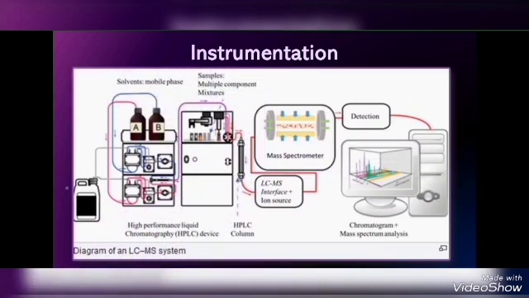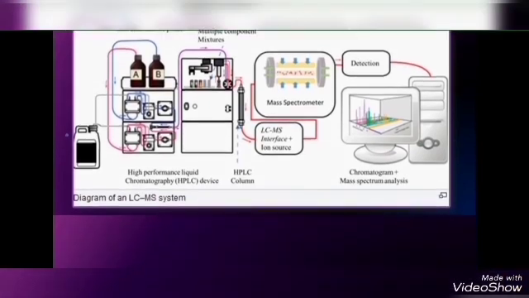Instrumentation. This is a diagram of an LC-MS system. The first is the HPLC device, where solvent is the mobile phase, then samples, multiple component mixtures, move through the HPLC column to the LC-MS interface ion source, then the mass spectrometer for detection, and finally mass spectrum analysis.